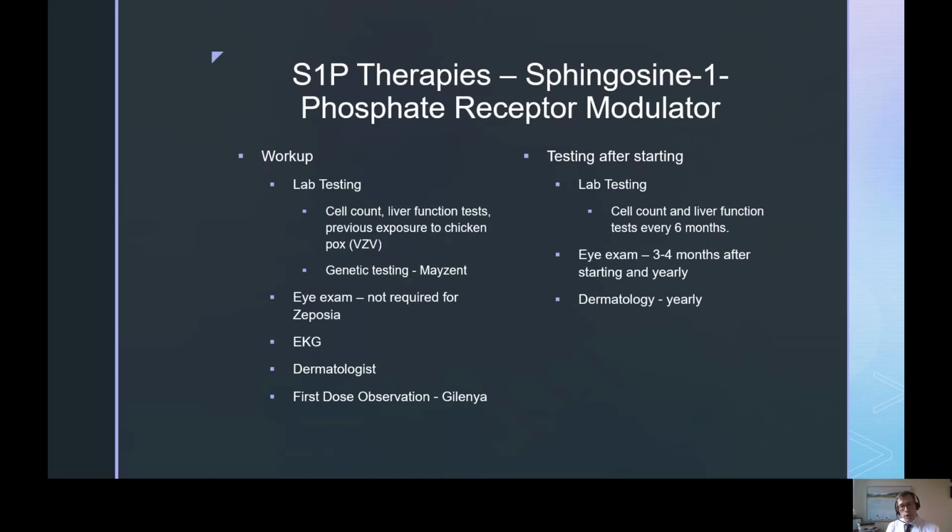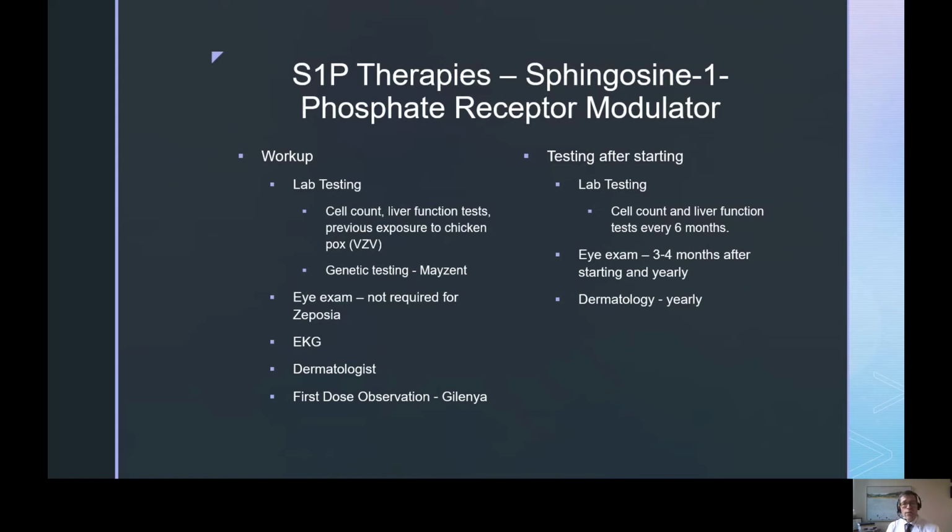So the workup for this class of medications includes a blood test. If you're starting Siponimod, which is Mayzent, there is an additional blood test. It is a genetic test, and this helps to determine the appropriate dose for Mayzent. An eye exam is recommended prior to starting the medication because these medications can cause some swelling in the back of the eye, so it's important to get a baseline exam, and then an exam is repeated 3 to 4 months afterwards.